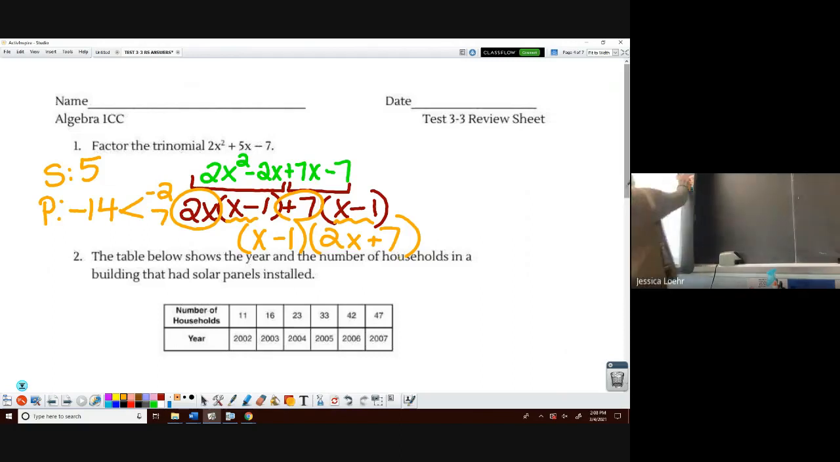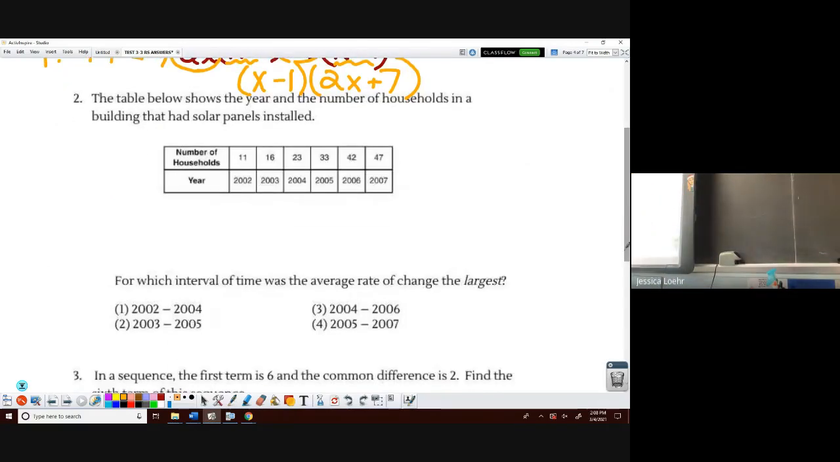Okay. Number 2 is asking about the average rate of change. It says the table shows the year and the number of households in a building that had solar panels installed. Which interval of time was the average rate of change the largest? So another word for average rate of change is change in y over change in x, or y2 minus y1 over x2 minus x1. The weird thing about this problem is years are on the bottom. Time is always your x. So x is on the bottom and y is on the top. That's not normal. Usually x is on the top. So you need to plug in all of these different values.